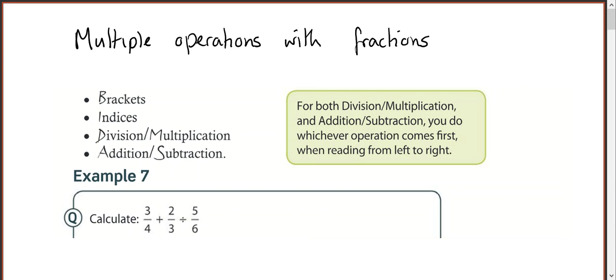Addition and subtraction, does that actually matter? No. Because if you add, as long as you don't swap the numbers around for subtraction, you're okay. Are you sure? Maybe something to look at. Maybe something to think about.